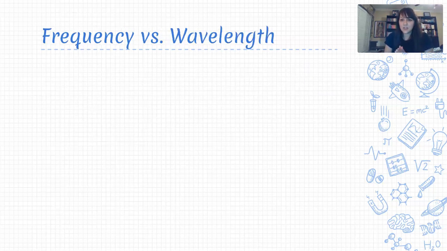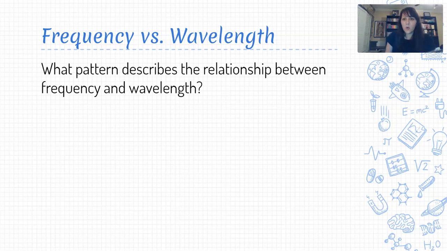The next part of the investigation dealt with the relationship between frequency and wavelength, and starting to sneak in a little bit of wave speed in there as well. So same question as before. When we look at the relationship between frequency and wavelength, is that relationship best described as linear, quadratic, inverse, or inverse square?